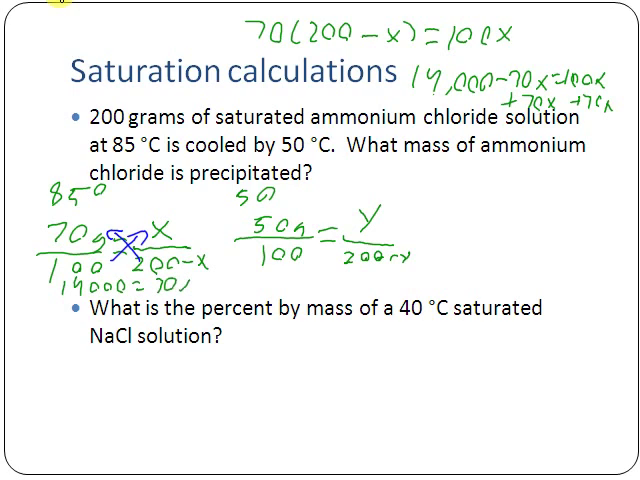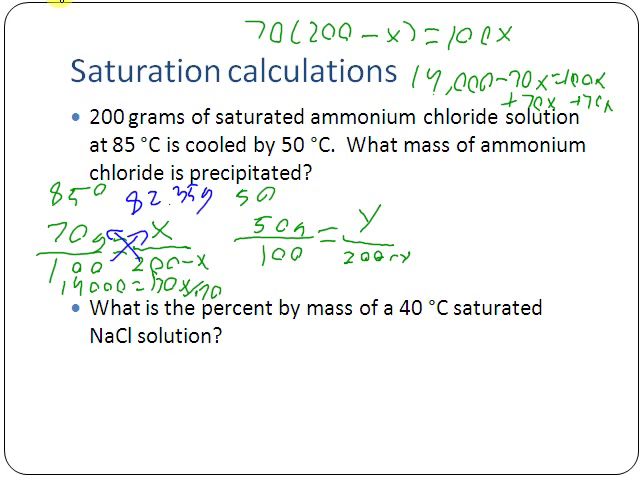Divide both sides by 170, sorry, not 70x, 170x, my bad. So 14,000 divided by 170. We put that in the calculator, and I find that I have 82.35. This is the amount that I start with here. Originally I could dissolve 82.35 grams of ammonium chloride in the solution.